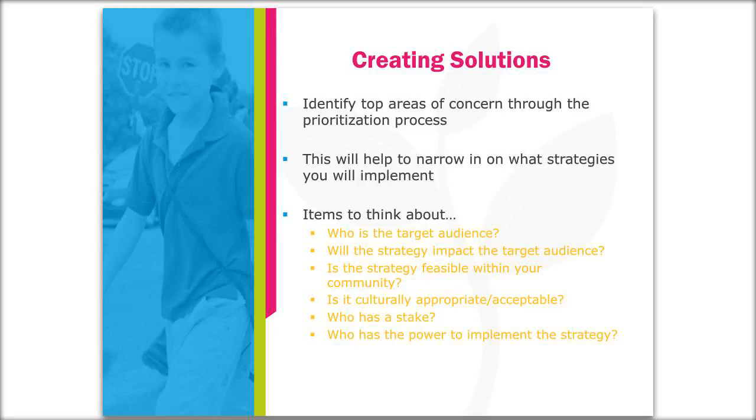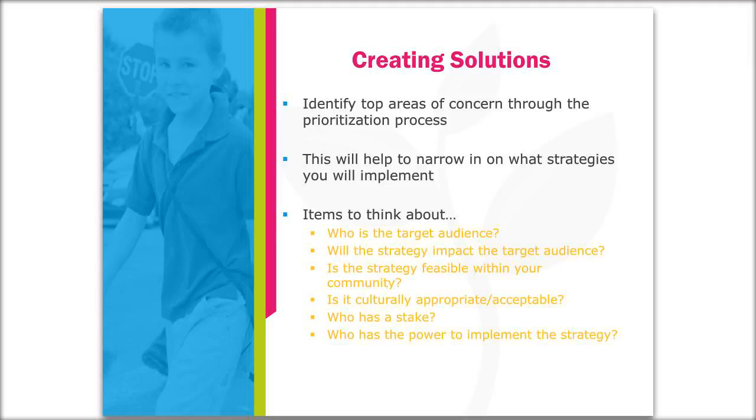So when you create solutions, you want to identify the top areas of concern through the prioritization process, what we just touched on. So this will really help narrow in on what strategies you want to implement, but you really want to consider the following. Who is the target audience? Who do you really want to impact with these strategies? Will those target audiences in fact be impacted by what you're doing? Is the strategy feasible within your community?